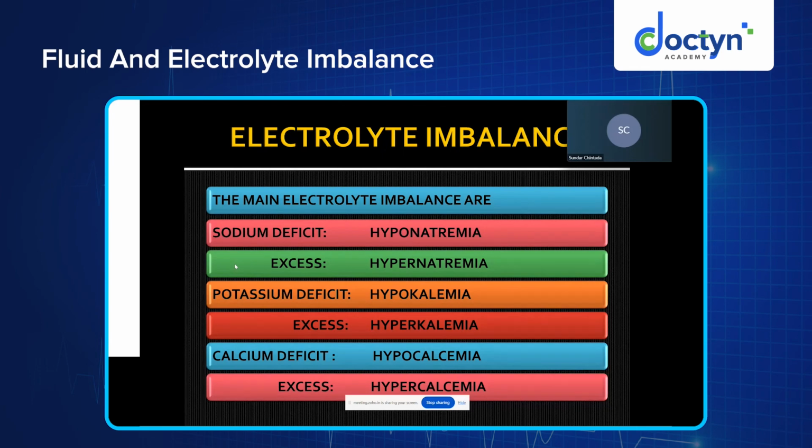Then you have calcium deficit and calcium excess. Calcium deficit is known as hypocalcemia, and calcium excess is known as hypercalcemia. Values less than around 8 or 8.2 are calcium deficit, and values greater than 10 are a hypercalcemic state which you come across.